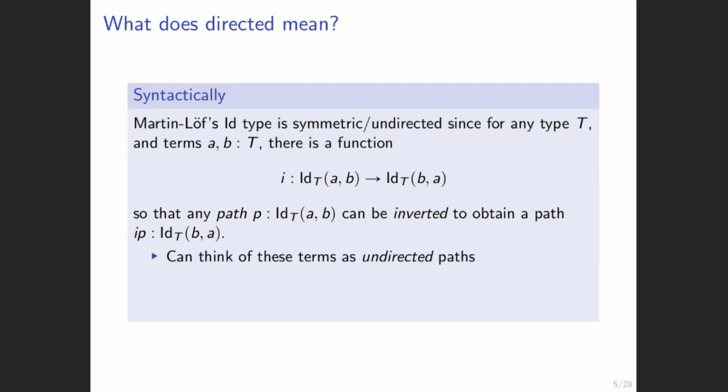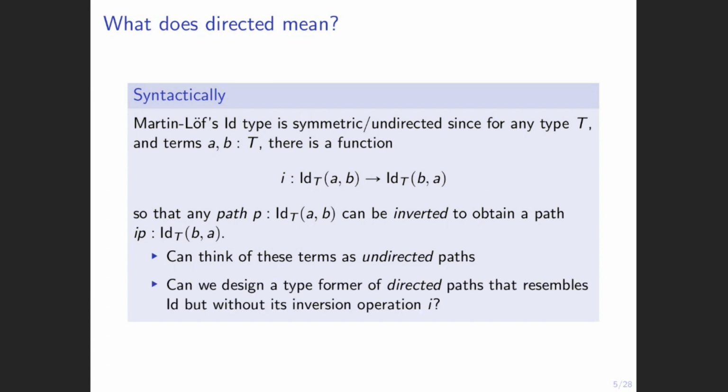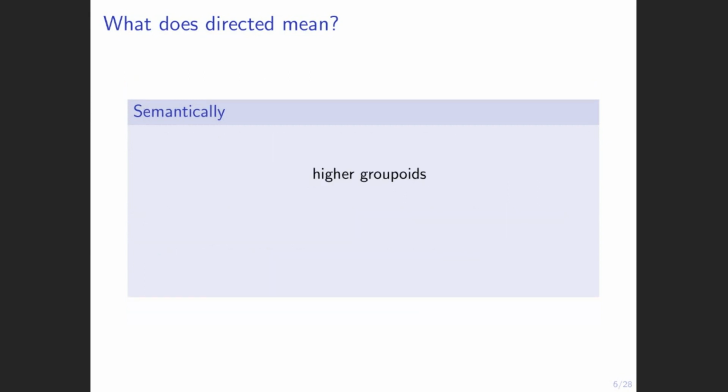Okay, so as I suggested, we can think of these terms of the identity type as undirected paths. And now we want to devise a type former that behaves as similarly as possible to the identity type, which is more like directed paths. So we have everything that we have with the identity type except for the possibility to invert these paths. That's the goal.